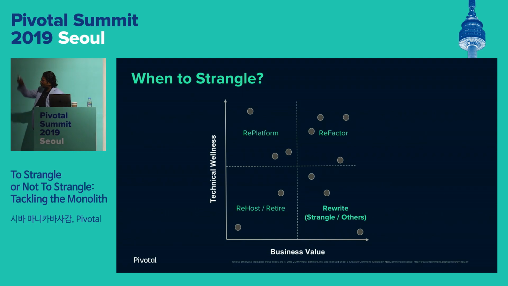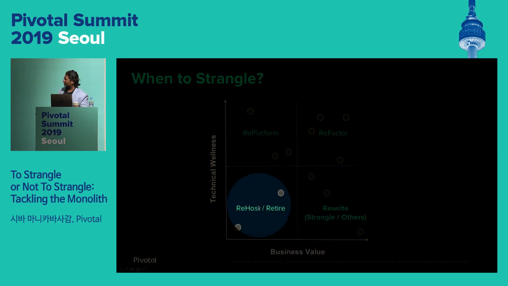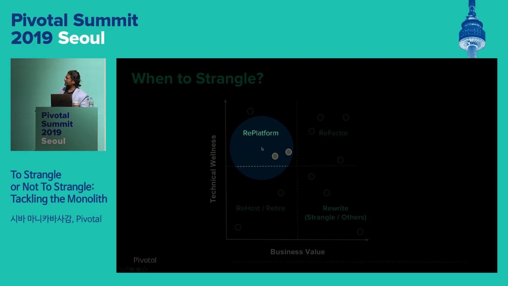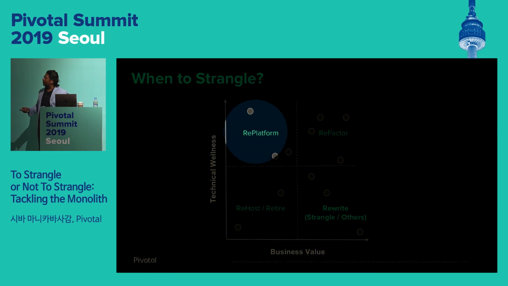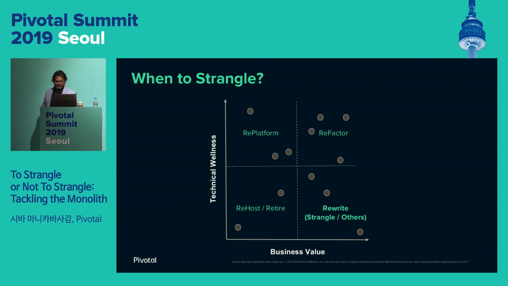Then, just to zoom in on that quadrant, essentially, if it is low technical wellness and low business value, you could just rehost, sometimes even retire, right? And that's your lower left quadrant. If the technical wellness is high, it's a fairly recently written platform, but it is not providing much value to your business, there's no point in spending a lot of money and making it perfectly 15-factor compatible. You could re-platform and reap a lot of operational benefits, right?